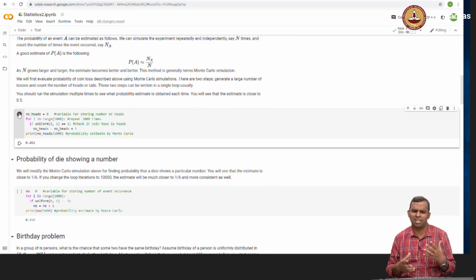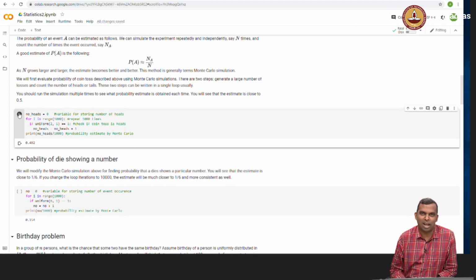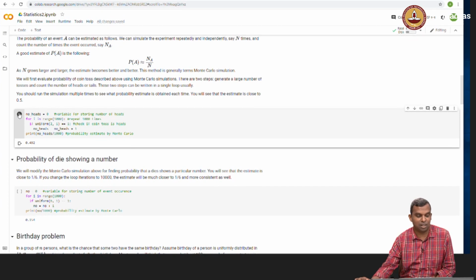Of course, in computer simulations, there are so many other things to consider. But anyway, 0.5 is sort of what you have in your head in theory, and you got that in practice using Monte Carlo. So now this is a very, very nice result to have.